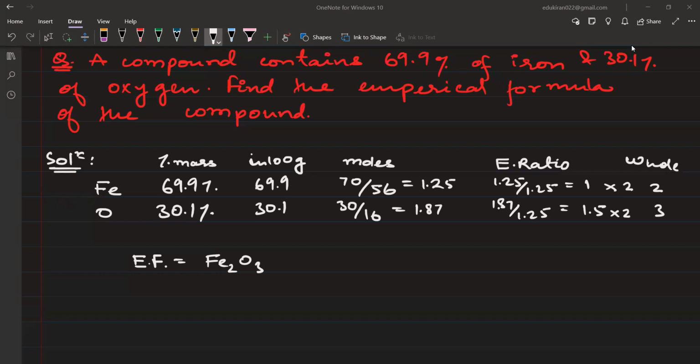So in order to convert this to whole number, I need to multiply. You have to see what is not whole number. 1.5 is not whole number. So what do we need to multiply to get the whole number? Sorry, you need to multiply 2 in order to get 3. So you'll multiply 2 here, and since this is a ratio, you will multiply 2 in the Fe also, and you will get 2 and 3. So Fe is 2 and oxygen is 3.